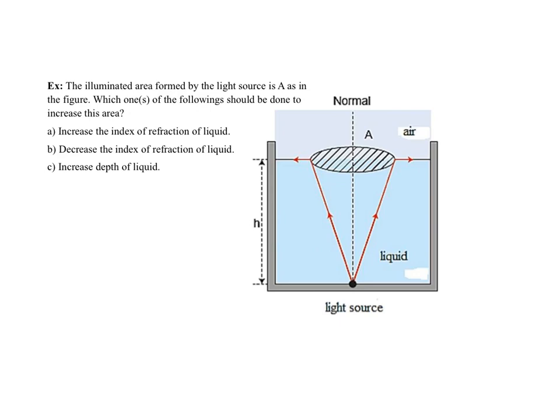Increase the index of refraction of the liquid. We said that as the index of refraction of the liquid medium increases, the illuminated area decreases. No. Decrease the index of refraction of the liquid. Yes, as it is less, there will be less refraction, so the illuminated area will increase. Increase the depth of the liquid. Yes, as the depth increases, the illuminated area will also increase.